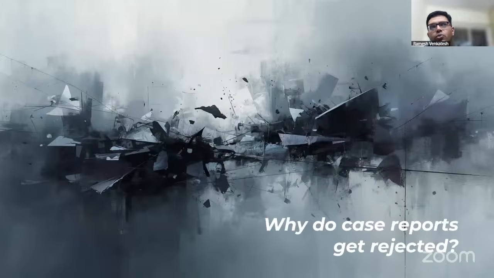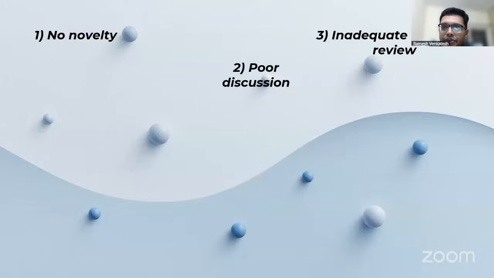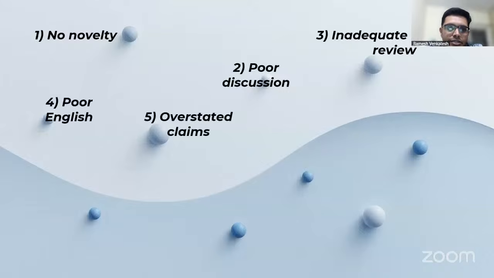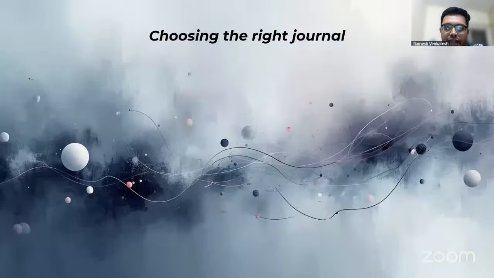Once you have created this structure where you have included all the 6 components, in the sequence I mentioned before, you should also be aware of why a case report could get rejected. Most case reports may not have any novelty. They have a poor discussion, inadequate literature review, poor English, overstated claims, journal mismatch, no consent, or plagiarism. These are the reasons why most case reports get rejected.